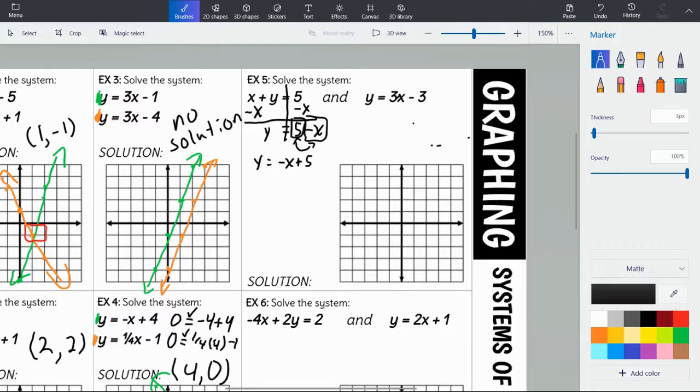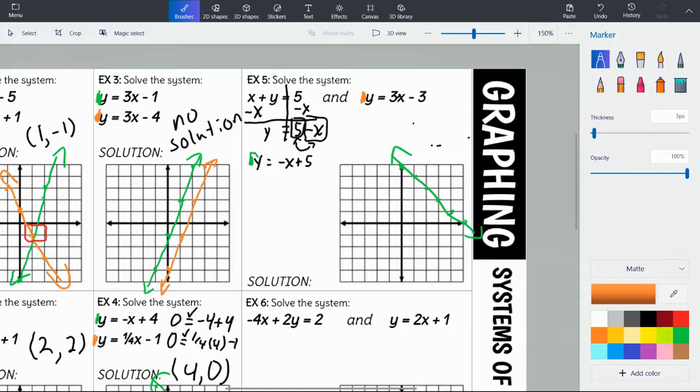Okay. We can make this one our green equation and this one our orange equation and graph them. Plus 5 means we have a y-intercept of positive 5. Negative slope means we go down 1 over 1. See if I can get this line any better. Nope. Third time's the charm. That's terrible too, but we'll take it. I'm not going to do more than 3 times.